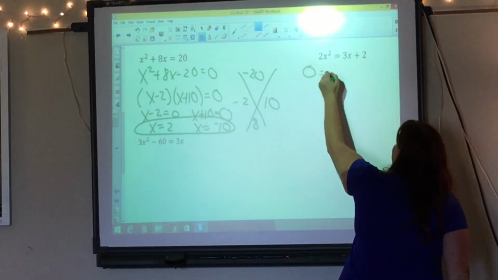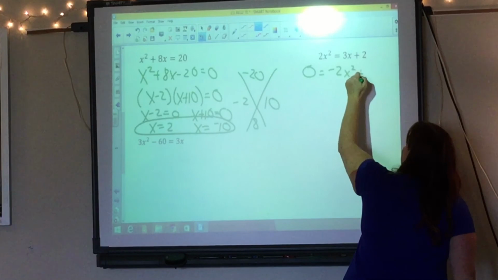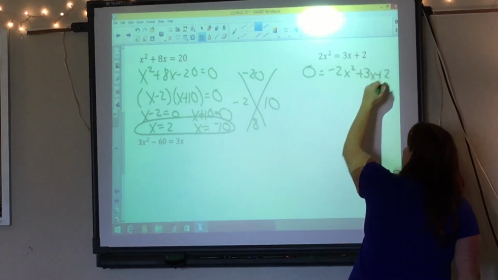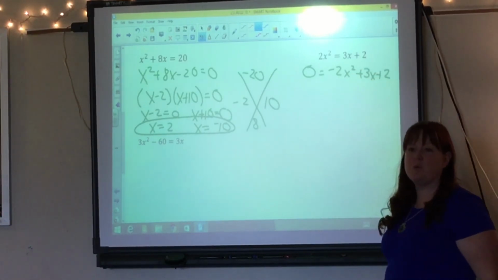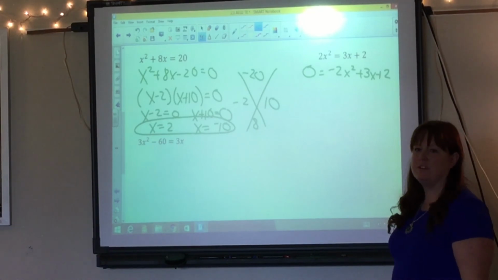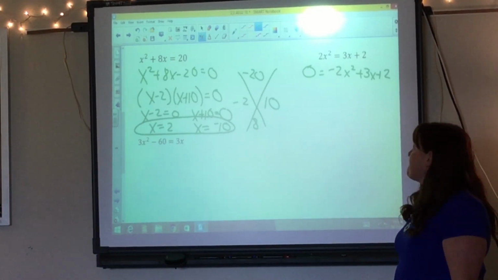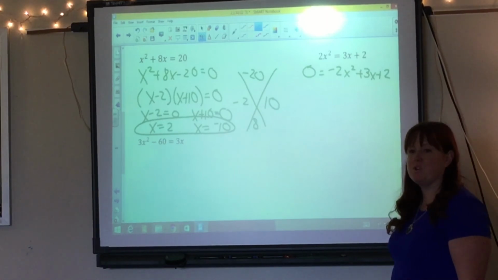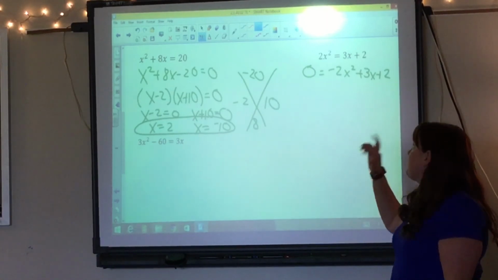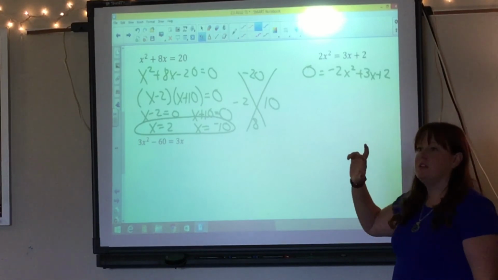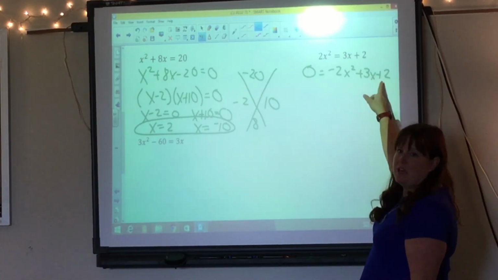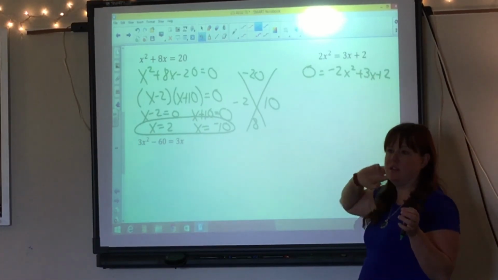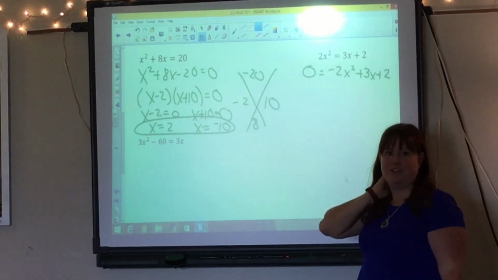Do we go minus 2x squared? Should we do it either way and see? Both ways would work. It doesn't matter. Which one is better though? Really doesn't matter, because if you had a positive 2, then this would be negative and this would be negative, and that would change it.